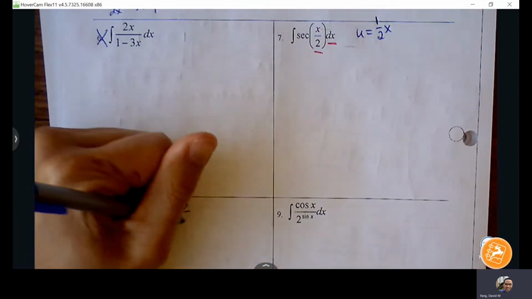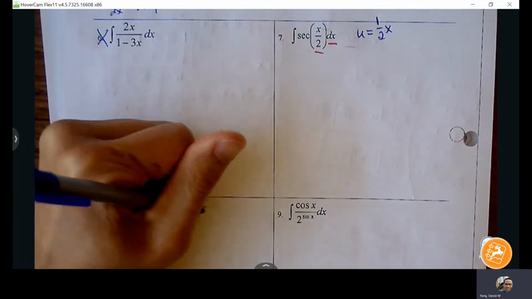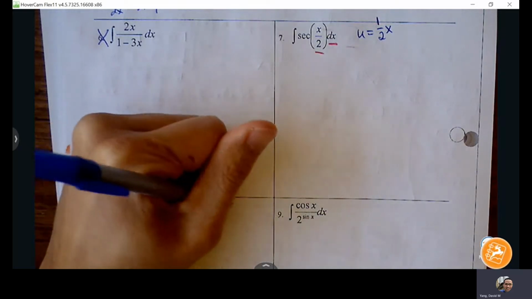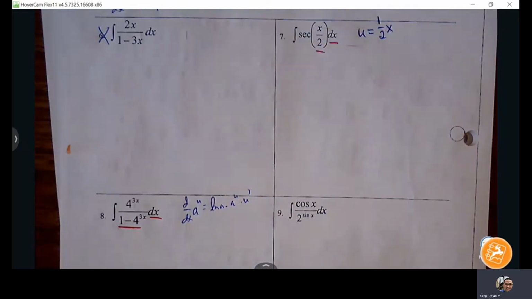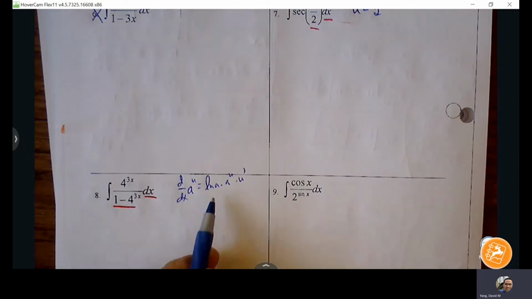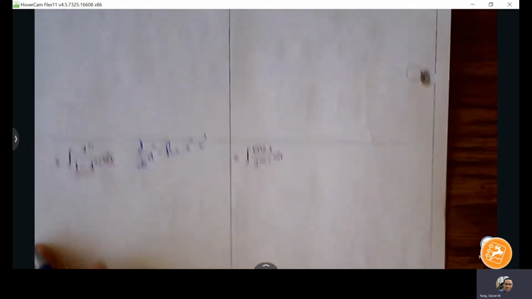Okay, as a reminder, the derivative for a to the u is natural log of a times a to the u times u prime. It looks a lot like e to the u, just a little bit of extra in front. Okay.